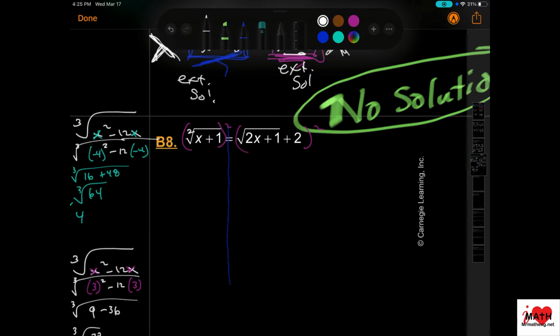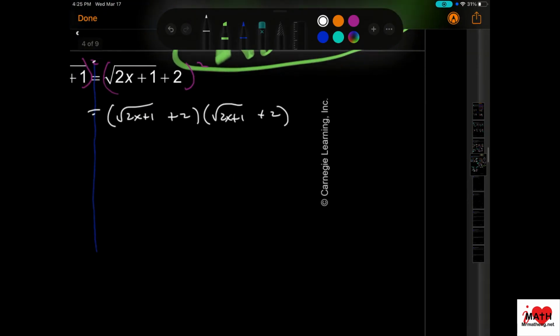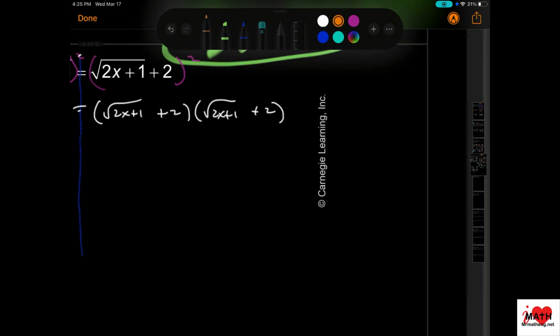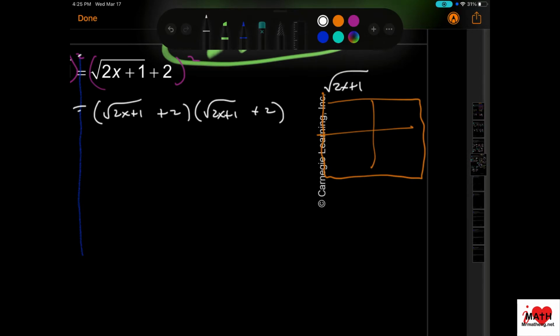The index is 2, they will cancel, and you're going to be left with just x plus 1. On the right side, you have 2 of these. Okay, I'm going to do the same thing. I'm just going to use the box method. And this will be square root of 2x plus 1, and this one will be positive 2. Square root of 2x plus 1 and plus 2.